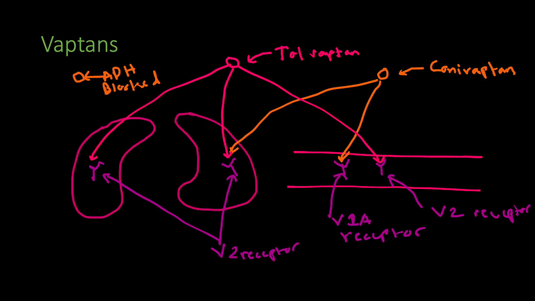And then the vaptins. There are two types of vaptins: tolvaptan and conivaptan. Conivaptan binds to the V1A and the V2 receptors. Now the V2 receptors can be in the kidneys or the blood vessels. V1A is normally in the blood vessels and other parts as well. But tolvaptan primarily binds to the V2 receptor. And this works the opposite to desmopressin.